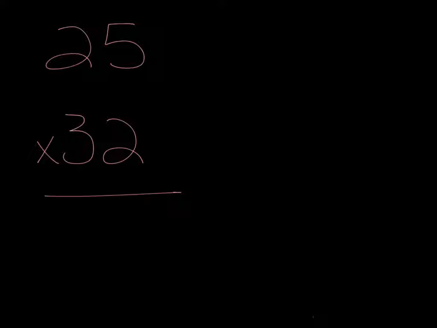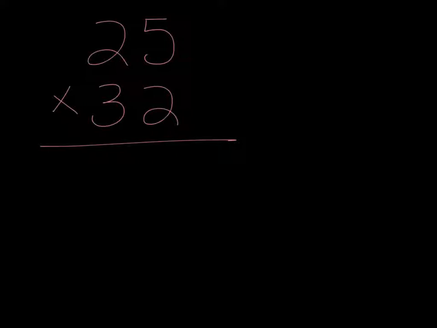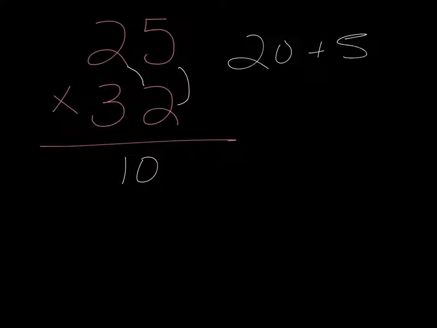So if we are given this problem, 25 times 32, it is actually saying 20 plus 5 times 30 plus 2, just to break it down a little bit more. To multiply this using partial products, we're going to start by multiplying 2 times 5, which equals 10. And then we need to multiply 2 times 2, but that's not really 2. Remember, we said it's 20 plus 5, so that's actually 20. So 2 times 20 is 40.